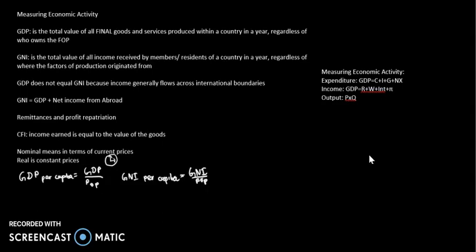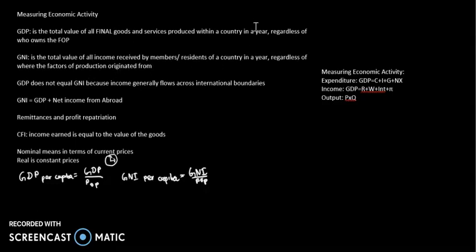So let's get cracking. GDP you've probably heard of before. It stands for gross domestic product, and it is the total value of all final goods and services produced within a country in a year, regardless of who owns the factors of production. Then we have something called GNI, the total value of all income received by members or residents of a country in a year, regardless of where the factors of production originated from.